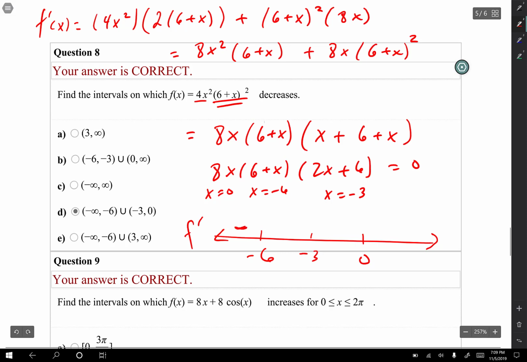I'm going to choose a number like negative 5 or negative 4, negative 5. That's going to be negative. That's going to be positive. That's going to be negative. Negative times a negative is a positive.